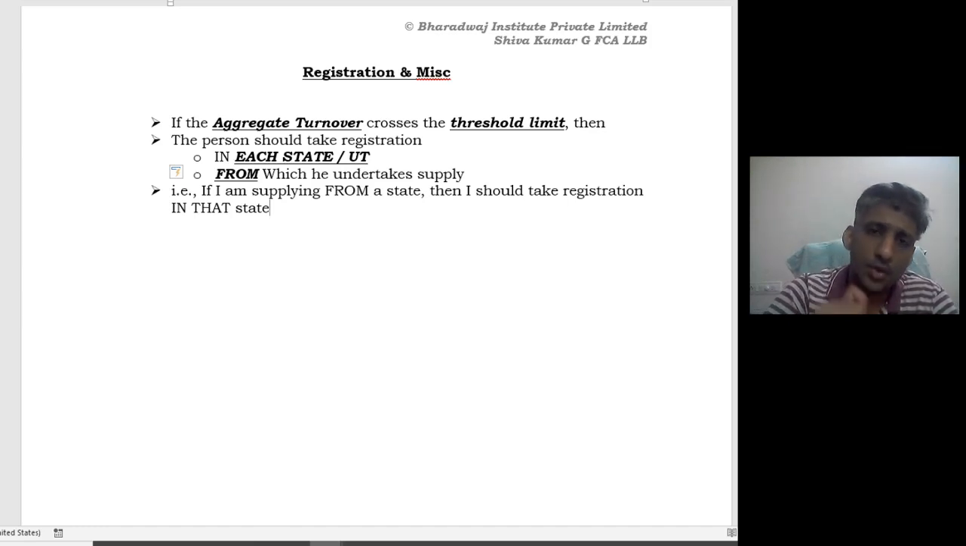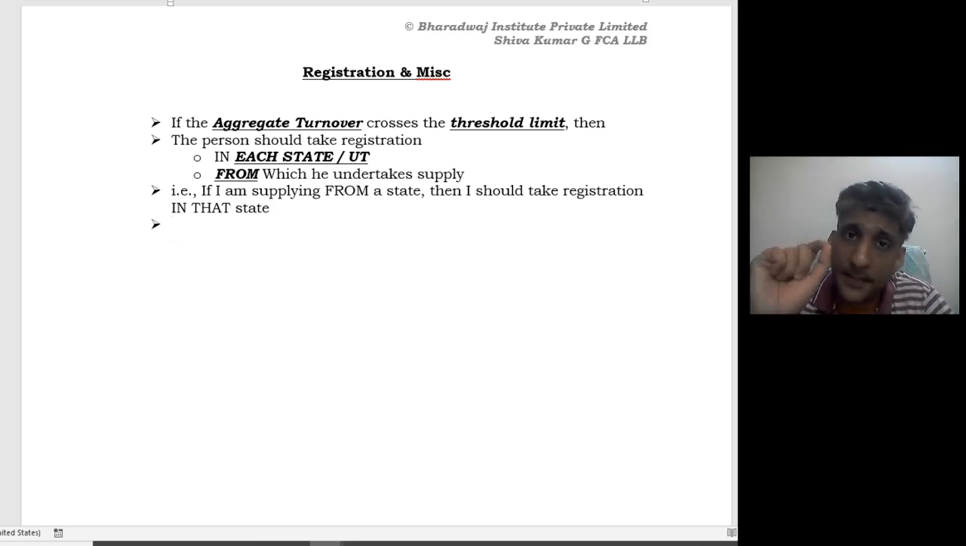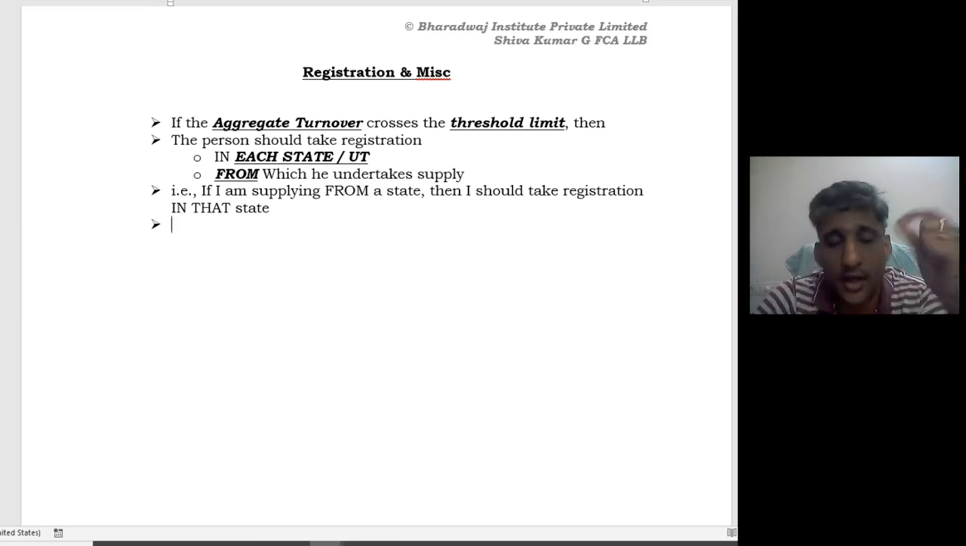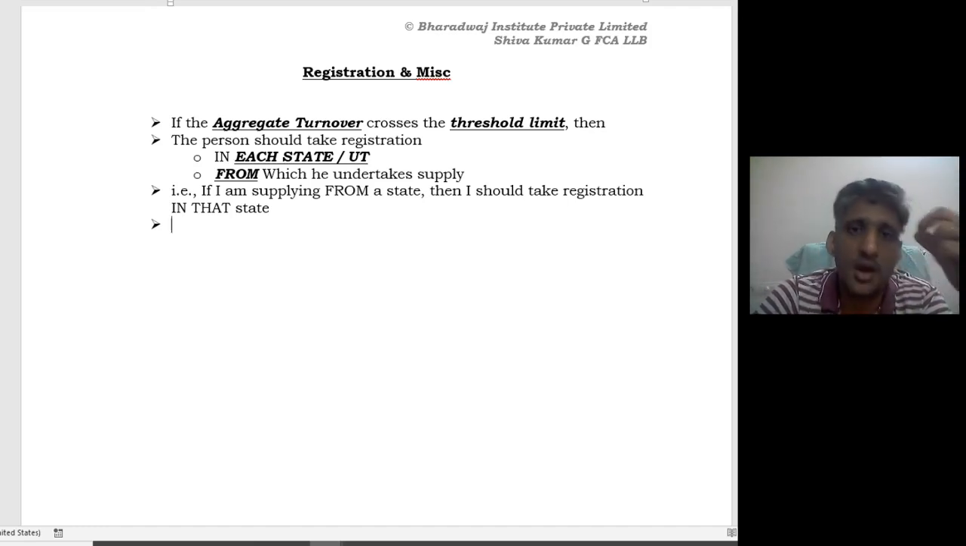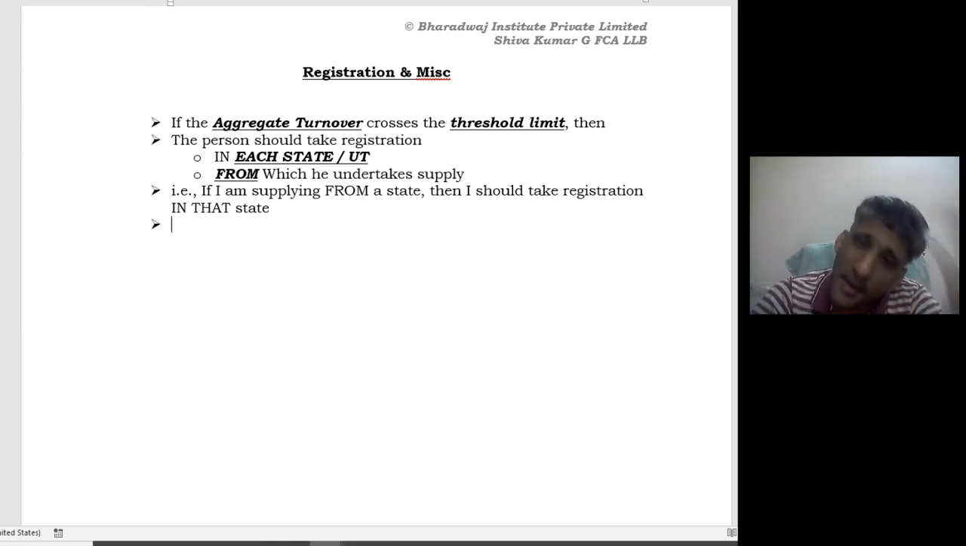Okay. Now, if I am supplying from more than one state, again, we are not talking about supplying to, we are talking about where am I supplying from. Meaning if I am supplying from Tamil Nadu, I also have a depot or another factory in Karnataka, which means I also supply from Karnataka.